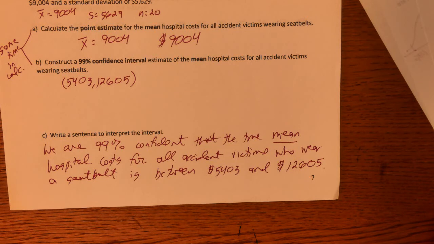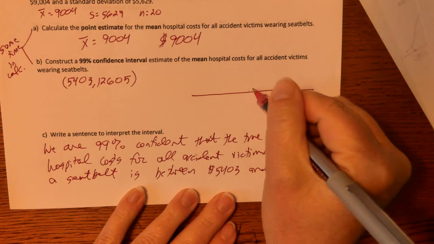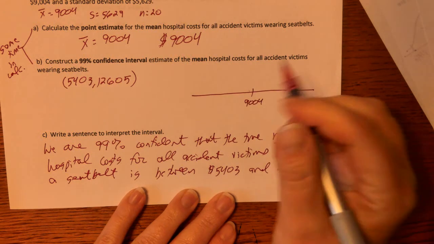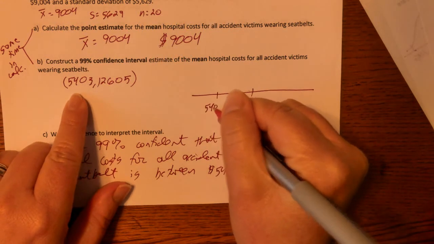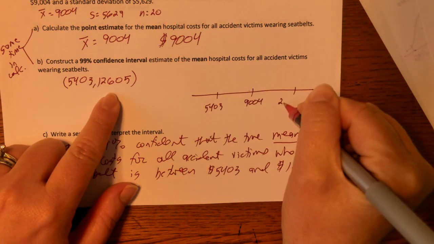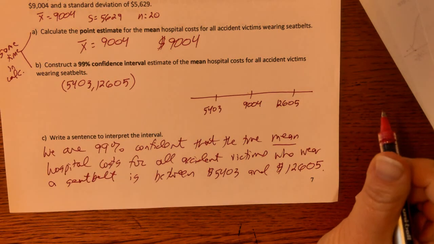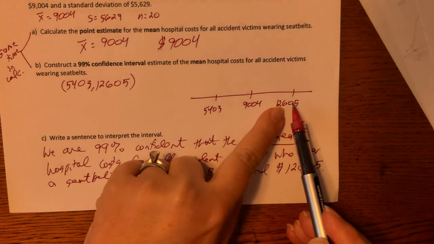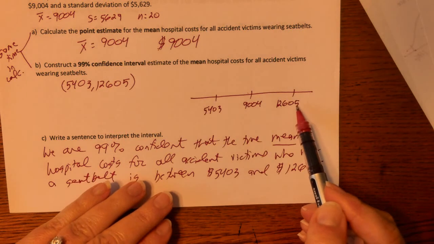Just interpreting this a little bit, thinking about it a little bit more. On our number line here, 9,004 is the middle. It could go as low as 5403 or as high as 12605. I shouldn't say it could go as high. We are 99% confident that the true mean is between this number and this number. So notice 5403 is below, 12605 is above.